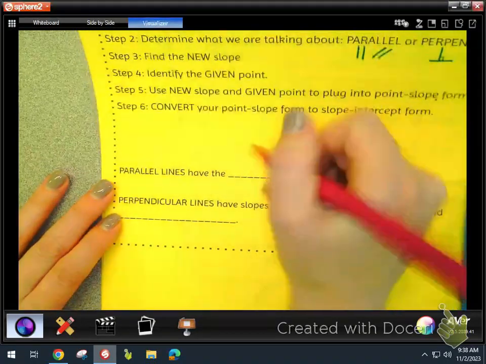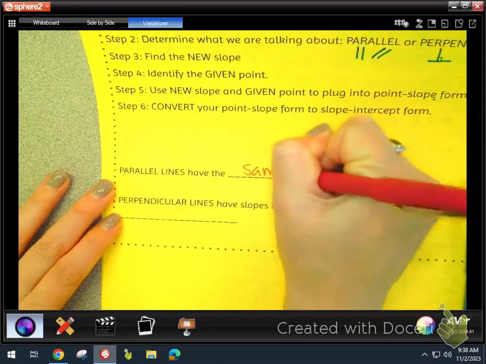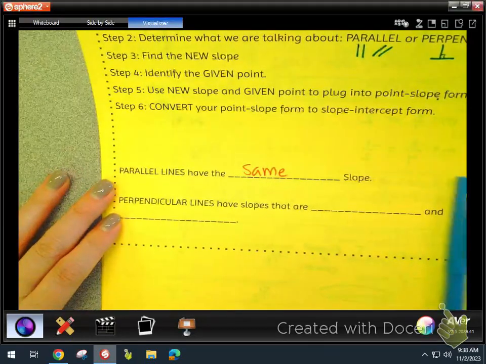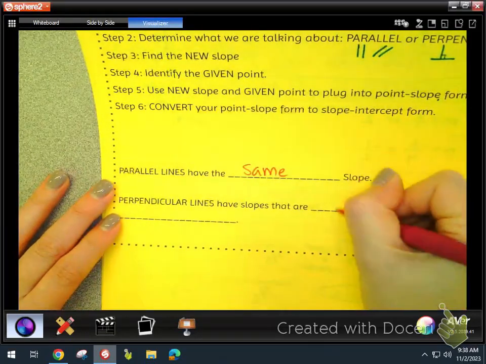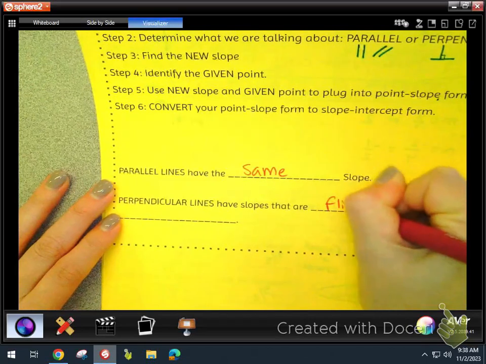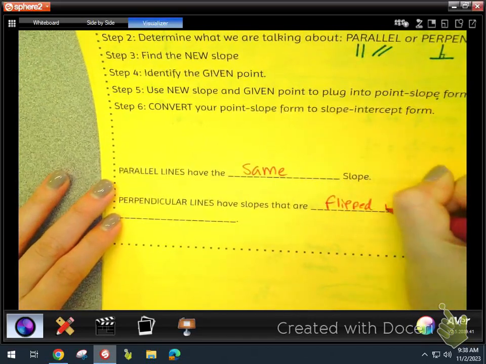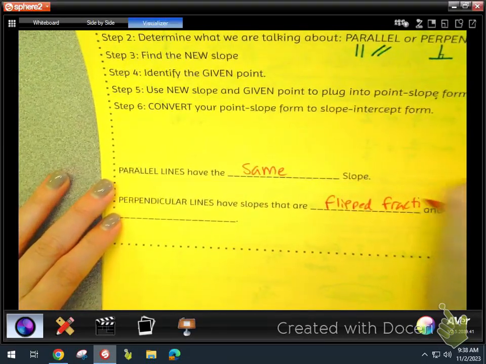Parallel lines have the same slope. Perpendicular lines have slopes that are flipped fractions. That's fine.